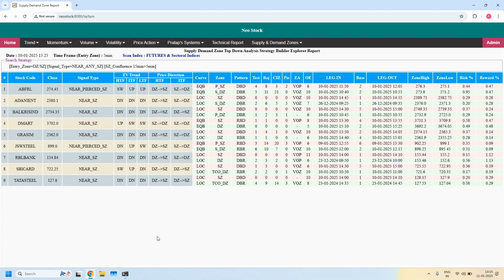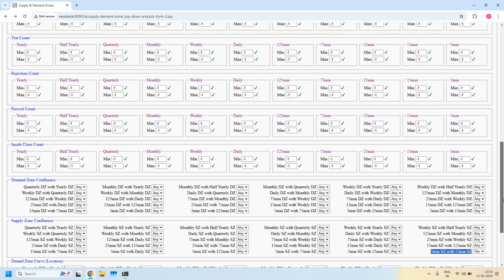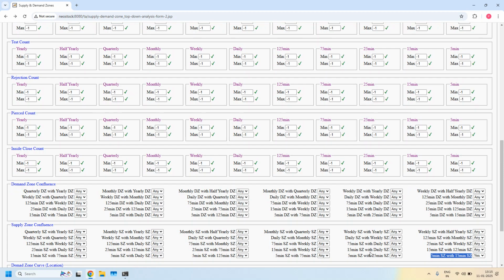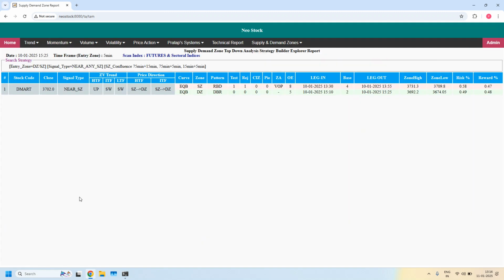Okay, now let us further filter this list, because it is a big list, based on LTF, ITF and HTF supply zone confluence. So 3 filters we have to set. First filter is already enabled, 5 minutes with 15 minutes. Second filter, 5 minutes supply zone with 75 minutes supply zone confluence. And then 15 minutes supply zone with 75 minutes supply zone confluence. With all the 3 filters, we got only 1 stock.